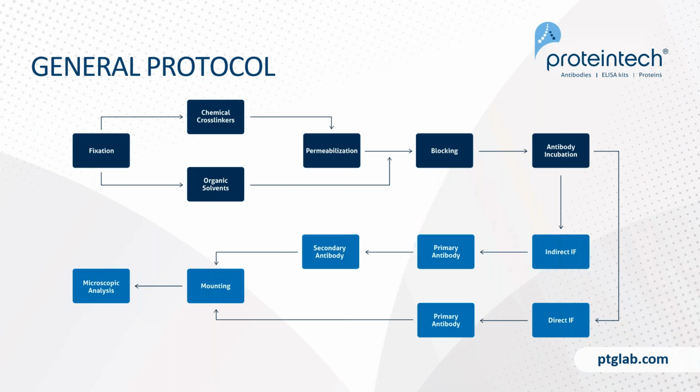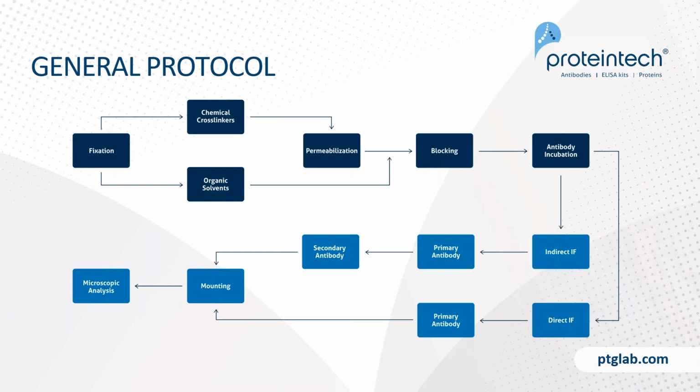So the general protocol for immunofluorescence is relatively straightforward. It starts, as mentioned, with the fixation step, which can either be through chemical crosslinkers such as PFA or organic solvents such as ethanol. Chemical crosslinkers, so PFA, would then require a permeabilization step in order for antibodies to reach intracellular targets. Organic solvents, however, break down the plasma membrane, and this permeabilization step is not required.